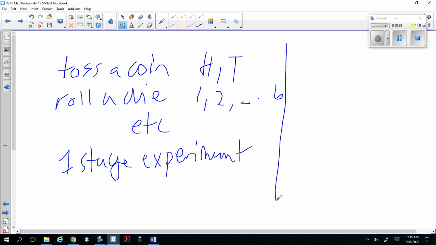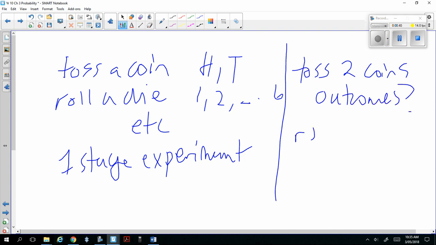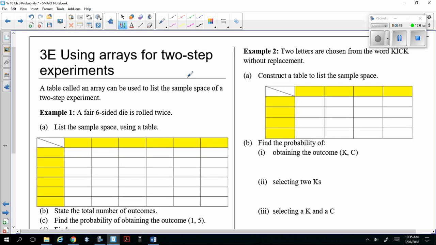Today, we're going to do two things at once, such as tossing two coins. What are the outcomes? Or roll two dice. That's what we're going to do. And to list the outcomes, we'll use what we call an array. So we're going to use an array to list the outcomes for a two-stage experiment.